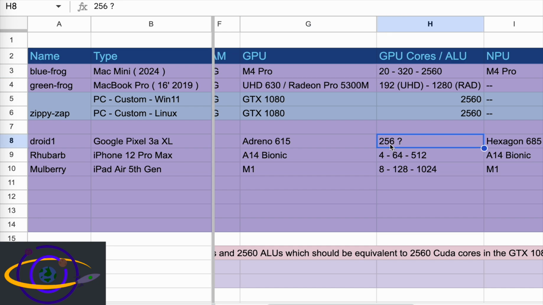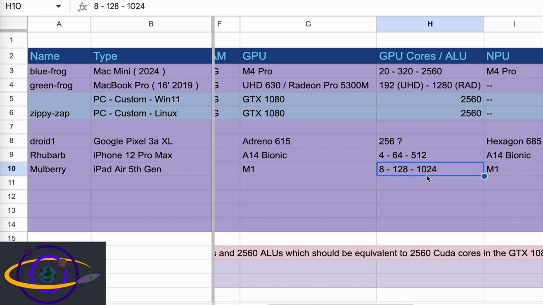Now this one, I had some trouble finding numbers for the Google Pixel for the Adreno 615, but I think it's supposed to be 256 ALUs, but I couldn't get solid numbers that I trust on that one. Maybe some more research, but I probably won't look into that any further. The A14 Bionic, basically the same thing with cores, EUs, and ALUs. So the ALUs come out to 512. So significantly lower, and it still beats the Pixel, but the iPhone is much lower than any of these desktop devices.